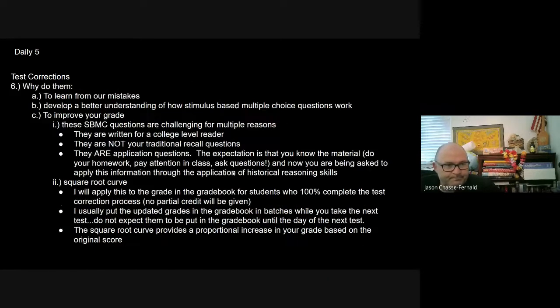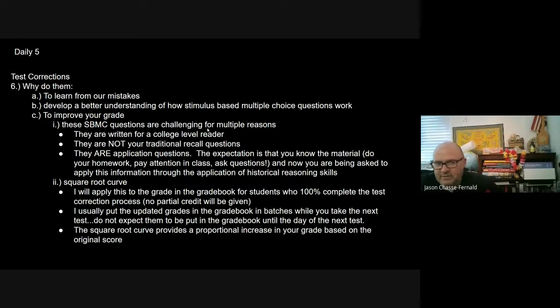All right. Why do you do them? First off is to learn from your mistakes. Develop a better understanding of how stimulus-based multiple choice questions work. And then, of course, to improve your grade.